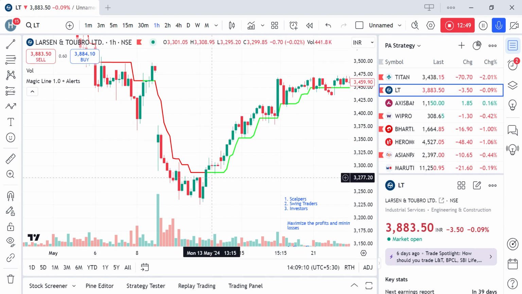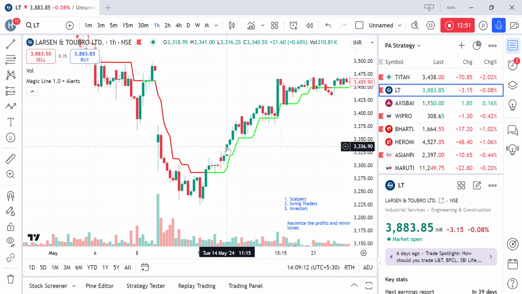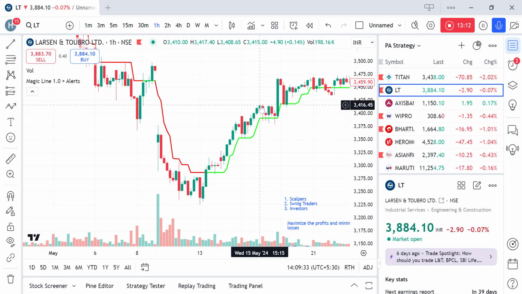To exit the position here, at 3336 rupees 90 paise, would have been a wrong decision because it is still going above. To exit here at 3355 would also have been a wrong decision, because here also it is making some supports, and to exit at 3416 would also have been a wrong decision.